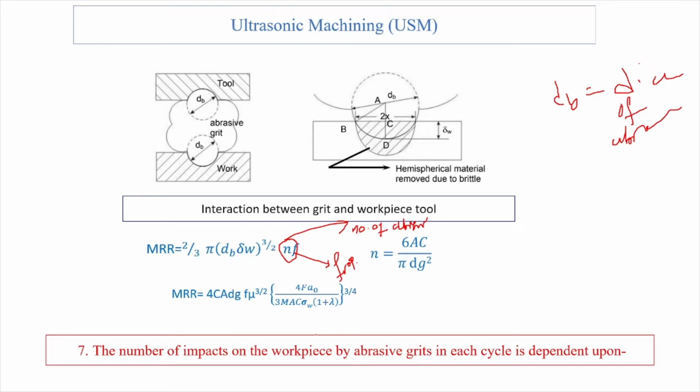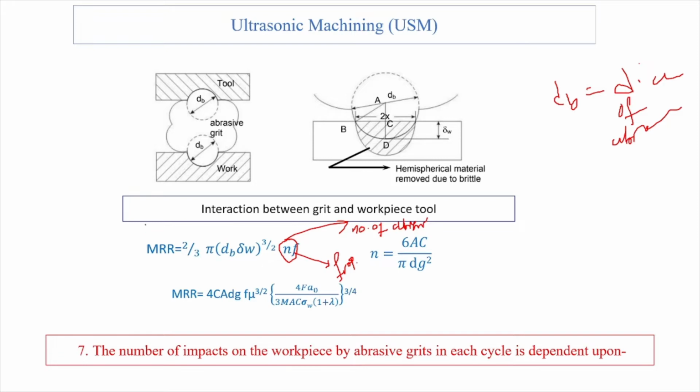Okay, so from the diameter of abrasive, the number of abrasives which are in contact with the workpiece surface, and the frequency, if we know those parameters, we can calculate the material removal rate mathematically by the given formula: MRR equals 2/3 pi d_B into the indentation depth delta W to the 3/2 power, into n into f. So from this, you can even solve the numericals which are given in texts.